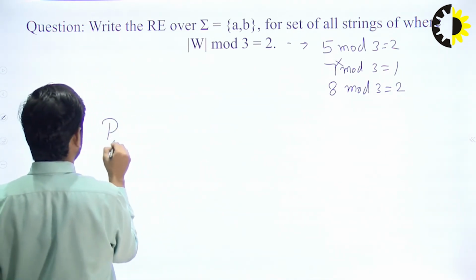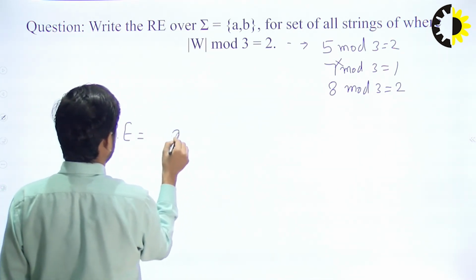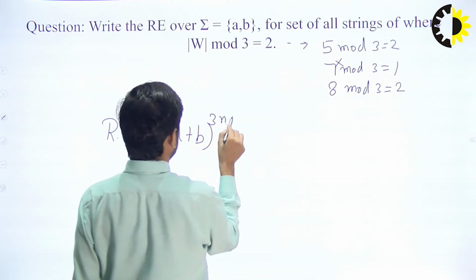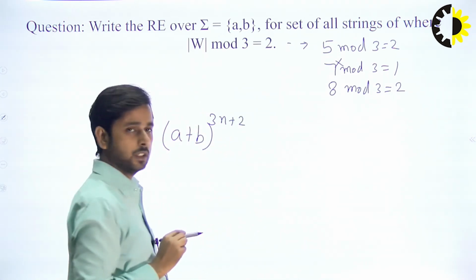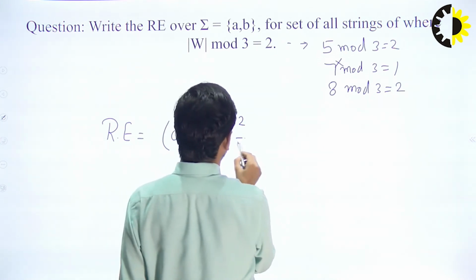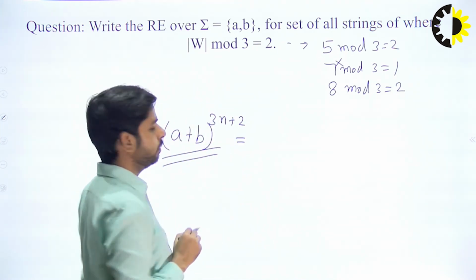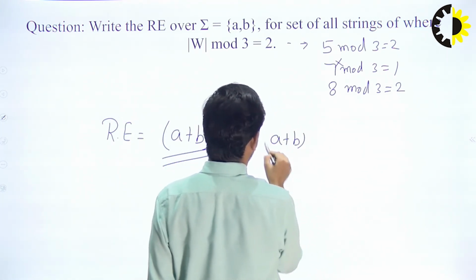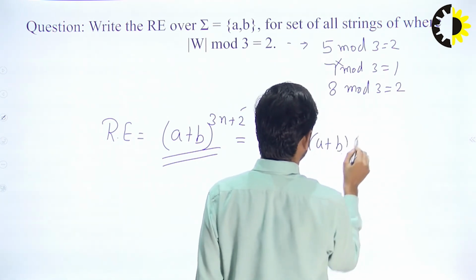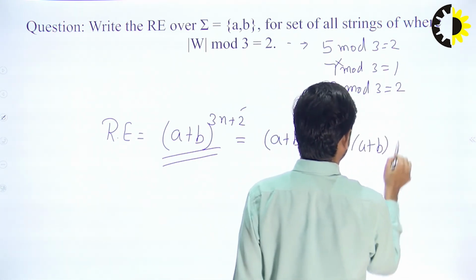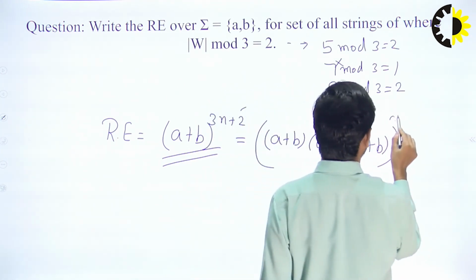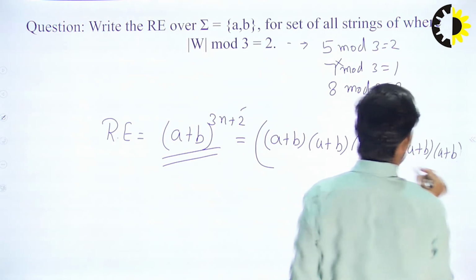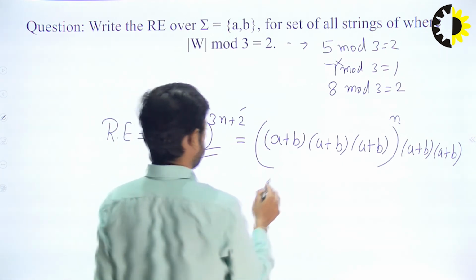Okay, so we can write that the required regular expression will be (a+b)^(3n+2). Okay, so this will be divisible by 3 and this is the remainder. So we can write (a+b)(a+b)(a+b) whole raised to power n, and (a+b)(a+b). Okay, there can be more than one regular expression. This is one of them.